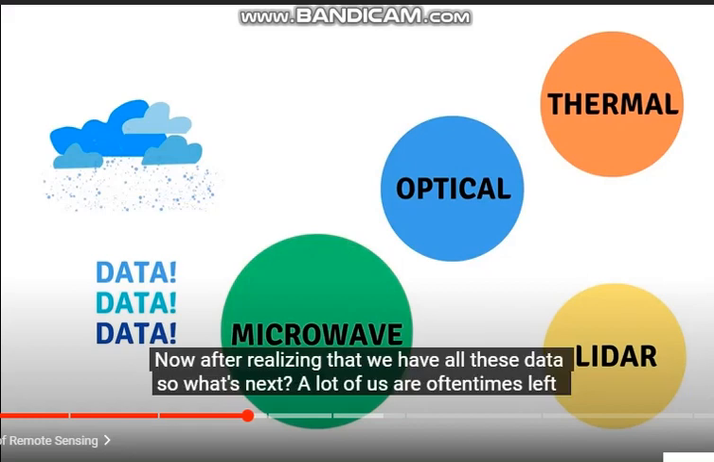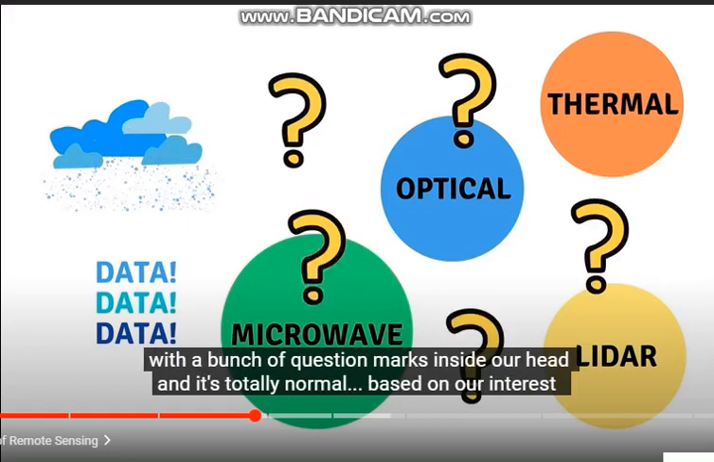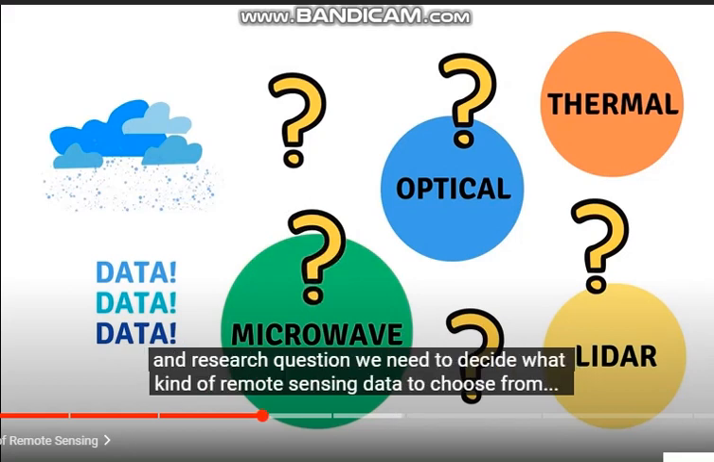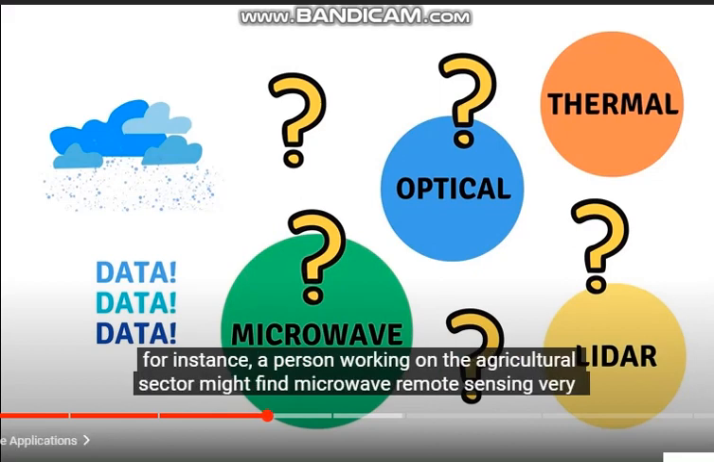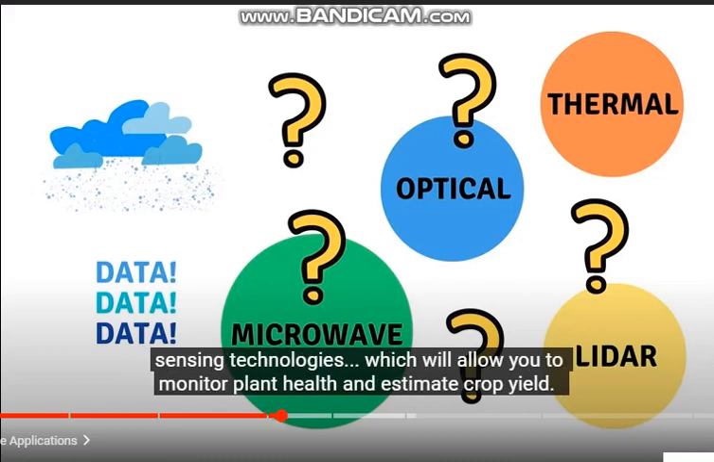Now, after realizing that we have all these data, so what's next? A lot of us are oftentimes left with a bunch of question marks inside our head, and it's totally normal. Based on our interests and research question, we need to decide what kind of remote sensing data to choose from. For instance, a person working in the agricultural sector might find microwave remote sensing very useful, as it helps quantify properties such as soil moisture. Same with optical remote sensing technologies, which will allow you to monitor plant health and estimate crop yield.